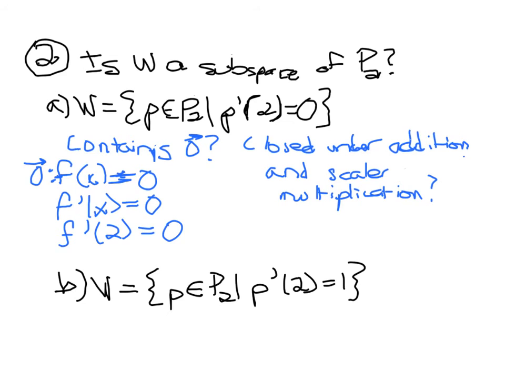All right. Anyway, so the derivative of that constant function f of x equals 0, evaluated at 2, would be 0. So yes, it contains the 0 vector.